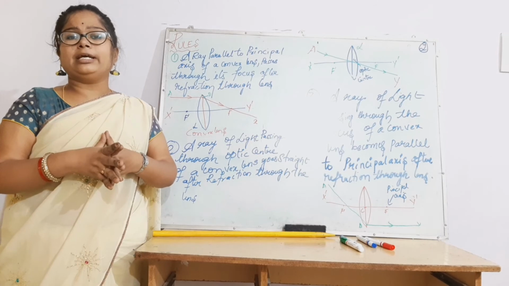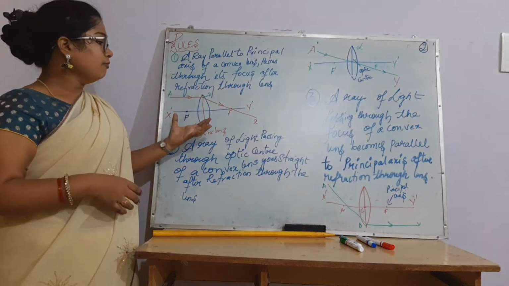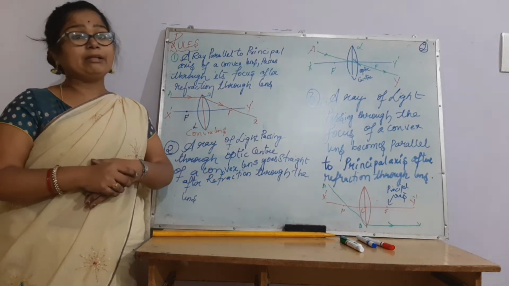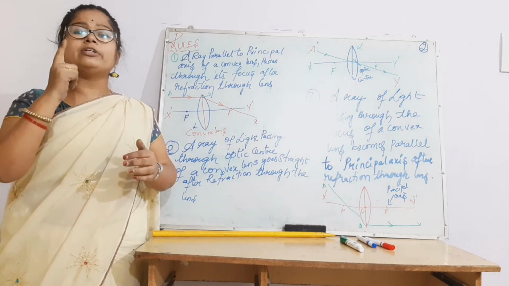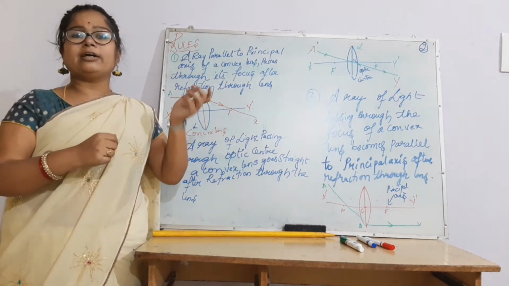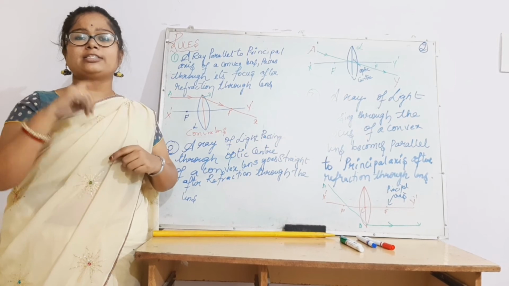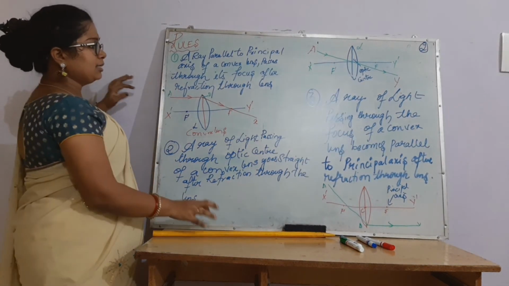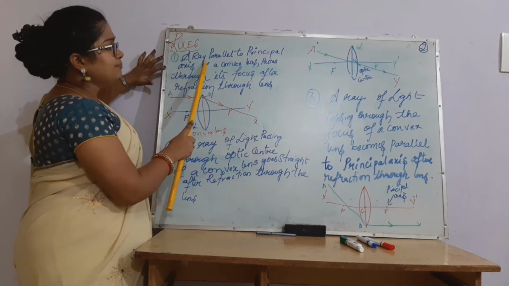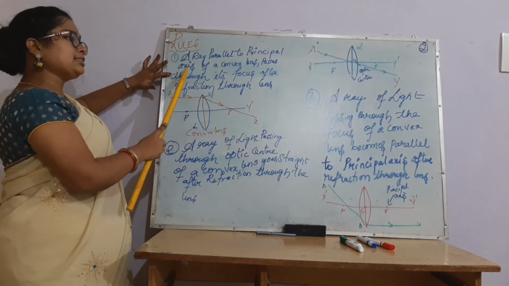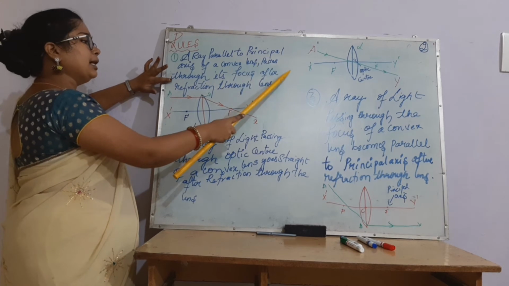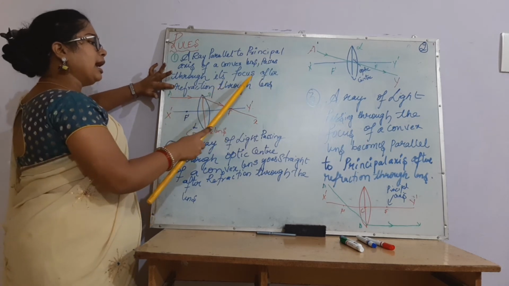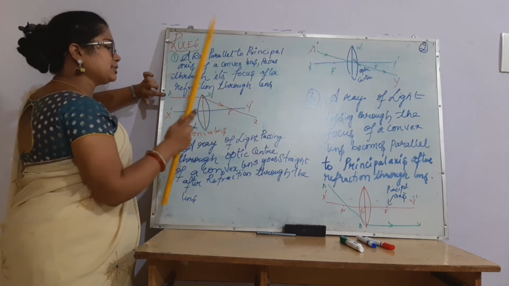How the image behaves in a convex lens, we will see. A convex lens is a converging lens. So see here. The first rule is: a ray parallel to the principal axis of a convex lens passes through its focus after refraction through the lens.